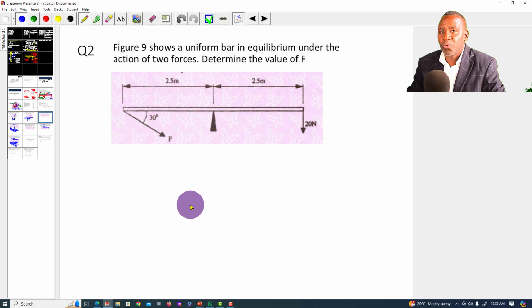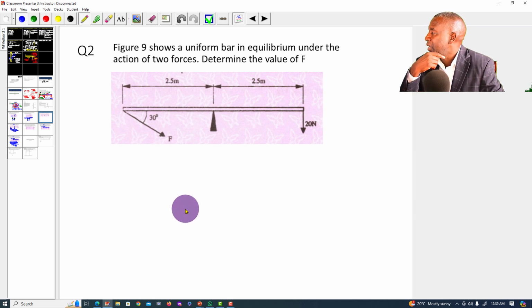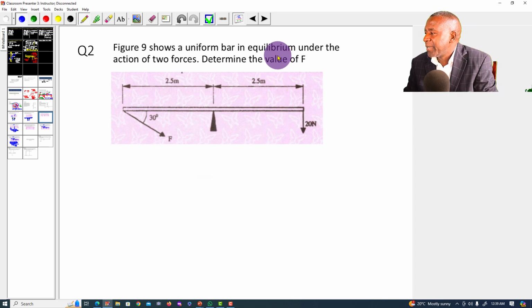Let's look at the next question. I just have 3 questions in this video. We are told that figure 9 shows a uniform bar in equilibrium. It's a uniform system.